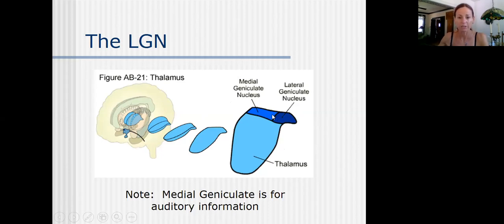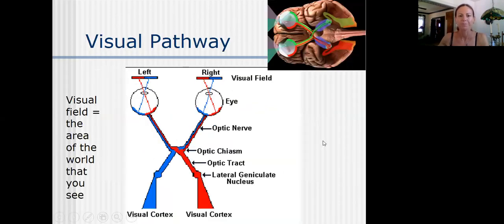The medial geniculate nucleus is actually for hearing, and different parts of the thalamus are for different kinds of sensory information. Remember that the thalamus is kind of a sensory relay center. And so visual information goes there, but other kinds of senses do as well. So we see information going from the photoreceptors to the bipolar cells to the ganglion cells. There they leave the eye, they go to the thalamus, and particularly the lateral geniculate nucleus of the thalamus.